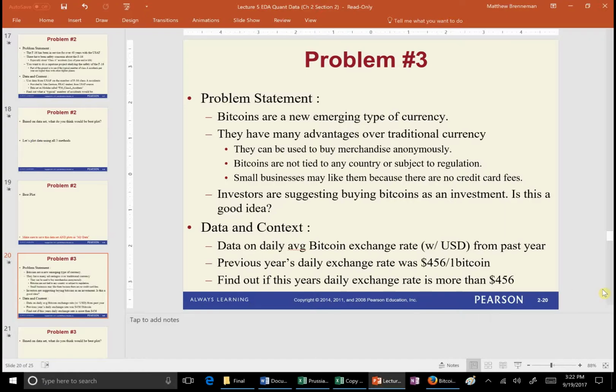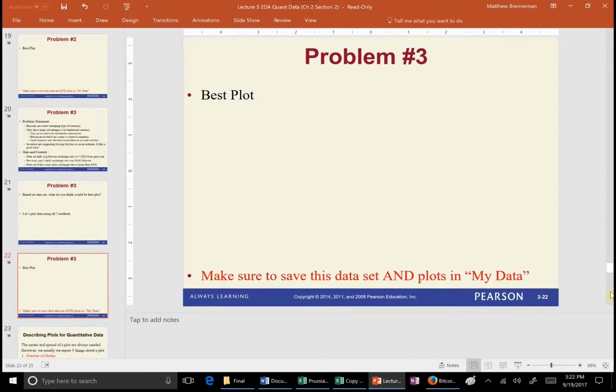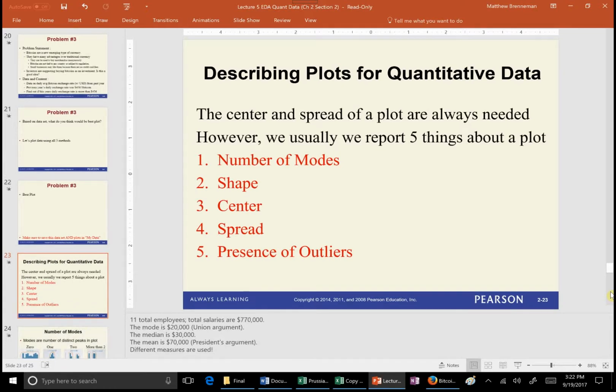Any questions on histograms, dot plots, stem and leaf? Okay, so a few things I want to leave you with. When we describe a plot of quantitative data, there's 5 things we have to report. We have to report the number of modes, the shape, where the center is, how wide the data set is, and whether or not we see any outliers or unusual extreme values, okay?